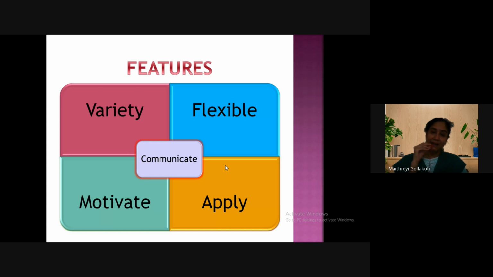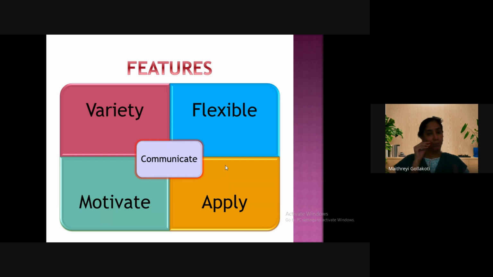And these ICT tools are very useful for applications. Application in the sense you can use it in different modes. You can use it for teaching, you can use it for learning, you can use it for assessments, you can use it for creation, you can use it for transmission. So there are so many ways in which ICT tools can be applied.